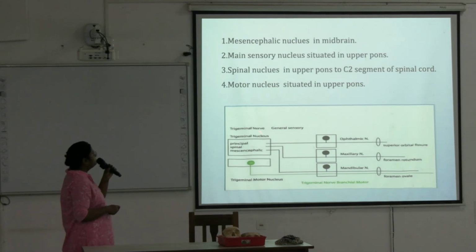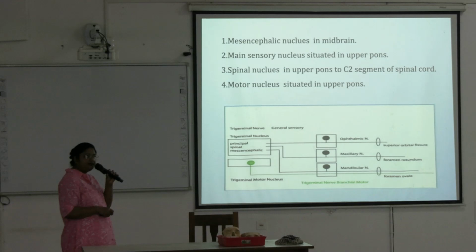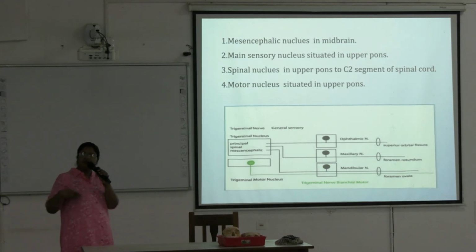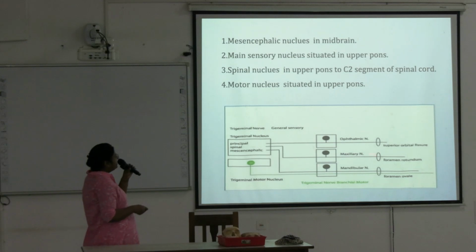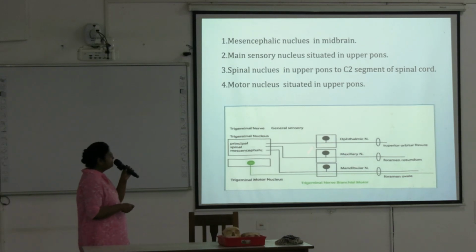See here, from the nuclei the nerves are coming out, and you can see from the motor nucleus the fibers are joining only with the mandibular nerve. So motor fibers are passing through the mandibular nerve, supplying all those muscles we have discussed, and mainly sensory fibers are there.